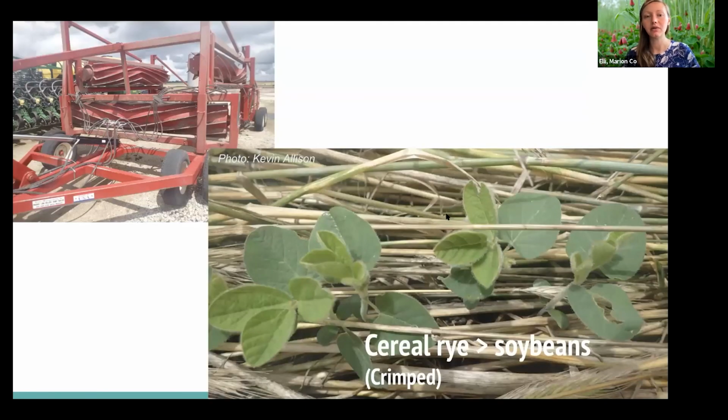You can also crimp cereal rye depending on the stage of development. This is from a larger field where the rye was crimped and then soybeans drilled into that cover crop. The crimper on the left has wings that fold out, and instead of making a direct cut at the root base, you're actually just folding over those stalks so that the plant does not have an ability to continue to draw sugars and continue to grow.